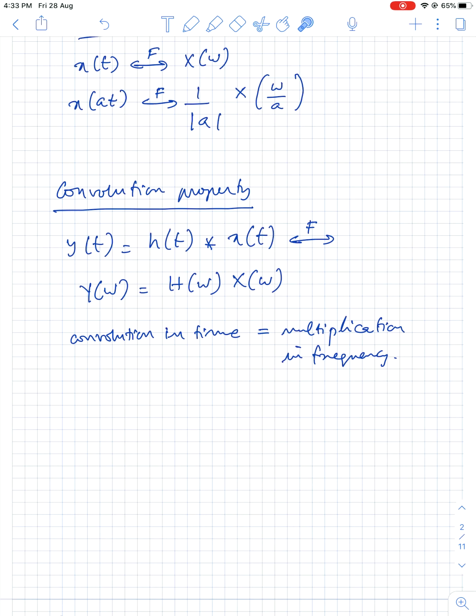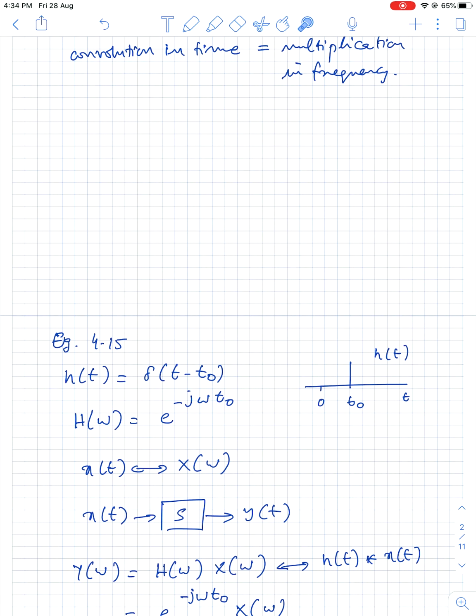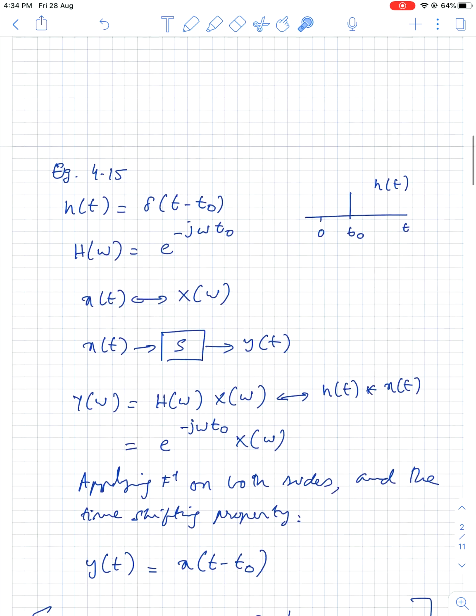If you take the Fourier transform, Y of omega, this convolution operation now becomes a multiplication operation. Here H of omega is the Fourier transform of h of t, and X of omega is the Fourier transform of x of t. Essentially, when you convolve in time, you multiply in frequency. This is a very useful property of the Fourier transform, which we will use many times to get the output of a system. Instead of convolving in time, many times it is easier just to take their Fourier transform and multiply. We will see a couple of examples.